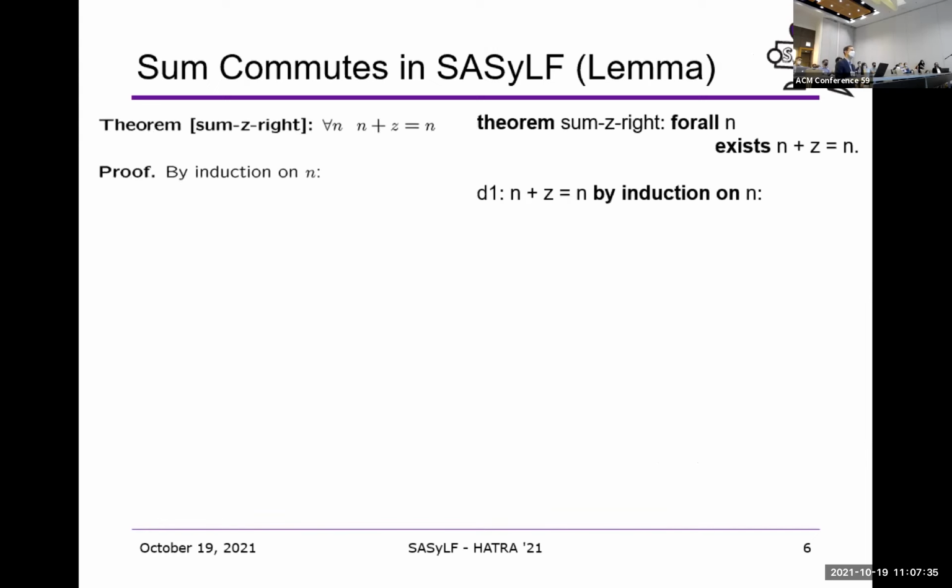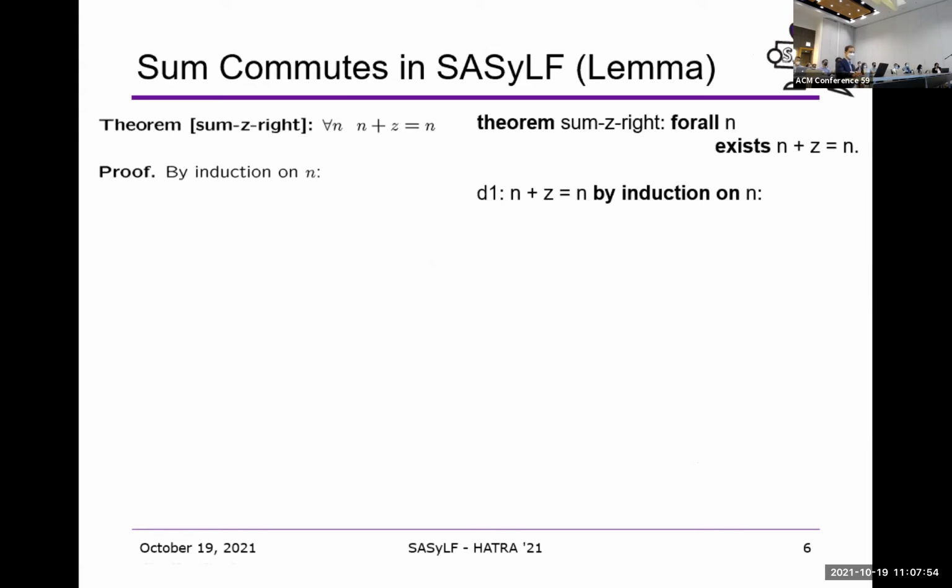We can also write theorems. So SASyLF, like Twelf, supports for all exists theorems. For all n exists, n plus z equals n. Let me move the Zoom window out of the way so you can see the side.